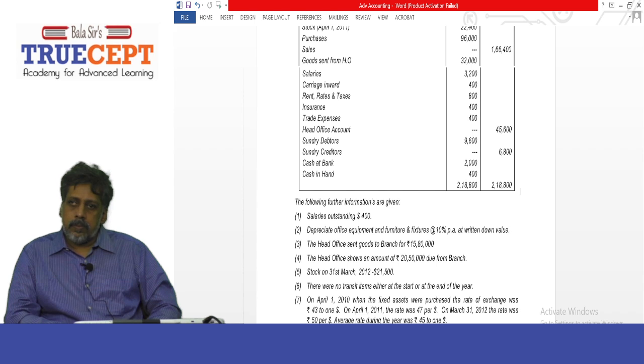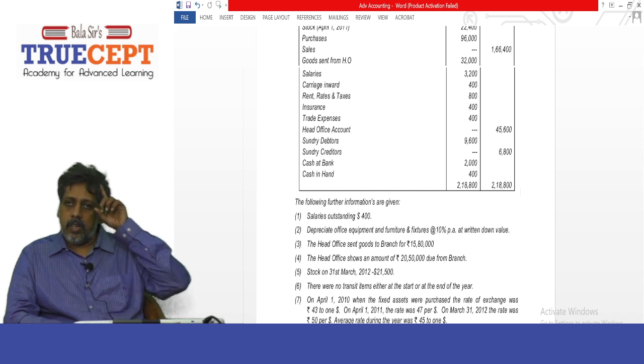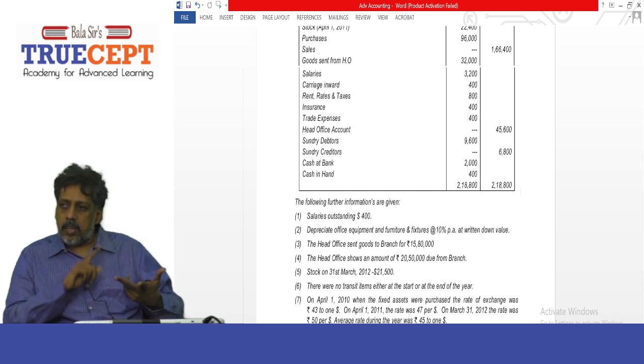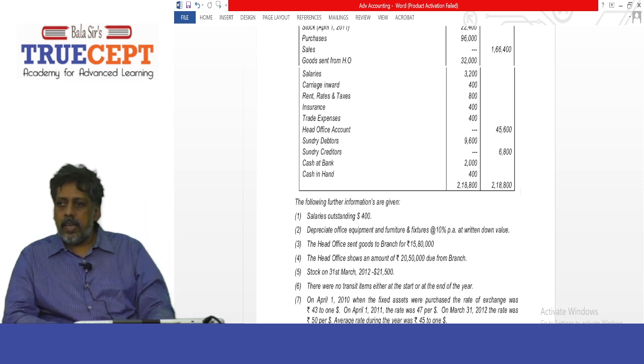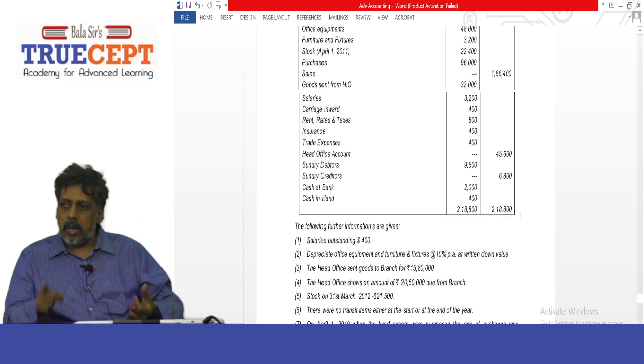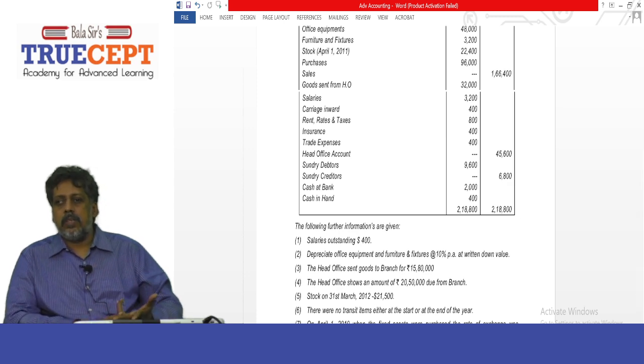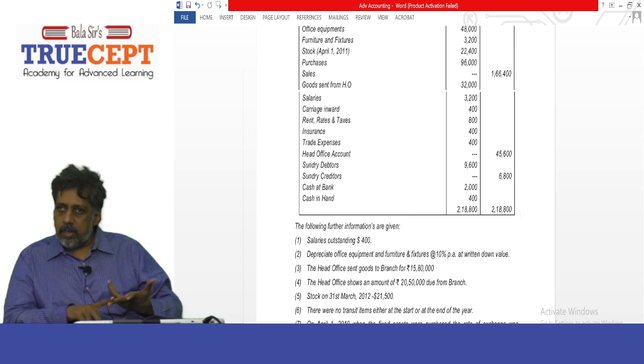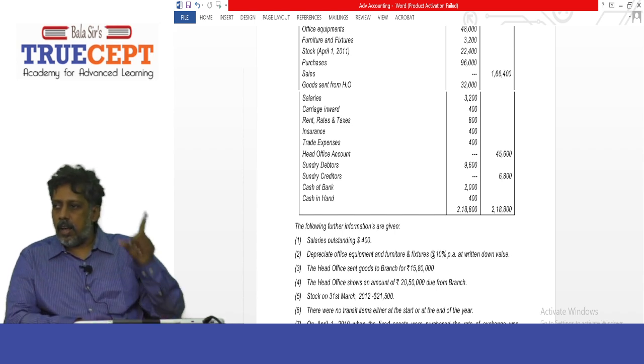Next. Second adjustment, depreciate office equipment and furniture and fixtures at 10% per annum at written down value. So what you can do is pass an entry in case you want to bring this into your trial balance. Let us assume the company is not maintaining a provision for depreciation account. The entry will be depreciation account debit to asset account. And what is the rate? 10%, right? Yes, sir. It's going to be 10% on $48,000 for office equipment, $4,800. And 10% on $3,200, which is $320 for furniture.